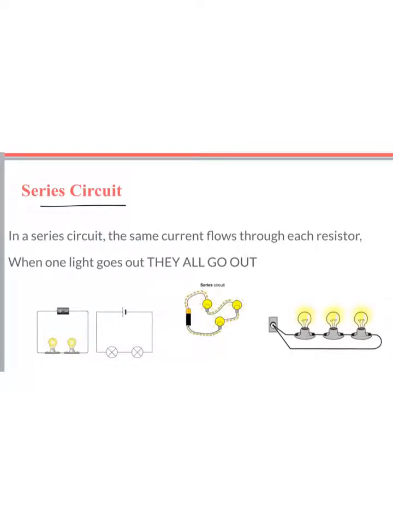One is called a series circuit. In a series circuit, the same current flows through each resistor, and when one light bulb goes off, they all go off. So you can see that in these series circuits, we have our battery, and then our light bulbs are next to each other in kind of a circle or a series. If one bulb goes out, they all go out.